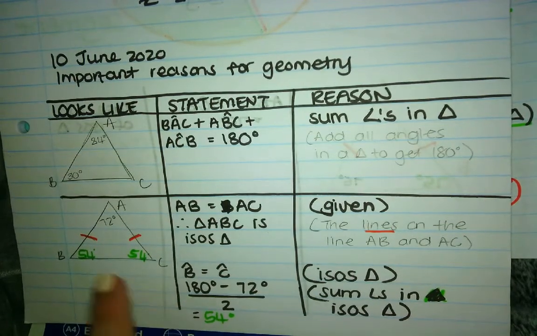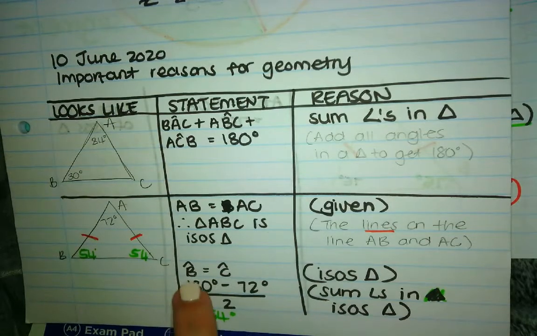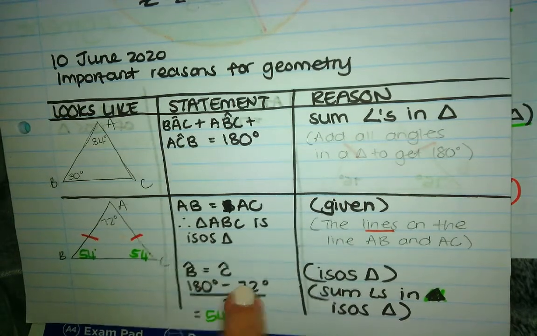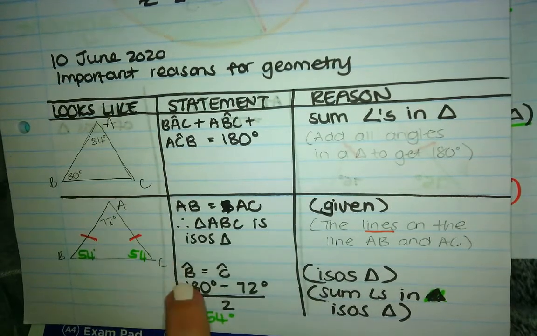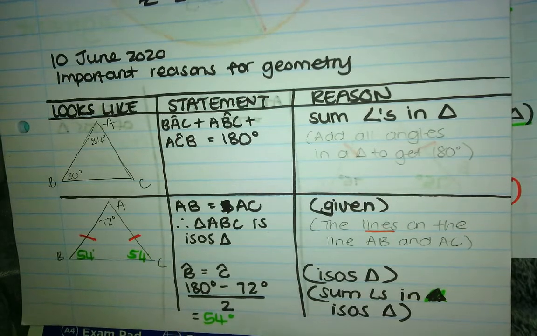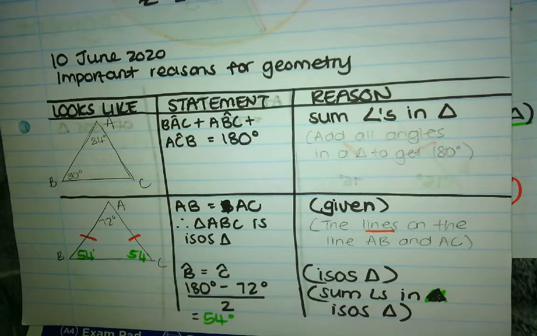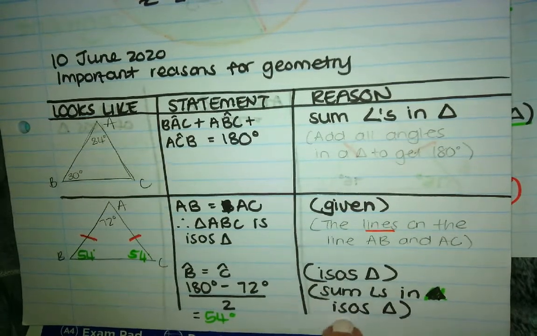Then you need to find out what the angles are. So you're going to go 180, which is the sum of the angles in a triangle, minus 72, which is the one on top, and then divide it by 2 because they're both the same size. So it's 54, 54, 72. That should all give you 180, and that is your reason.